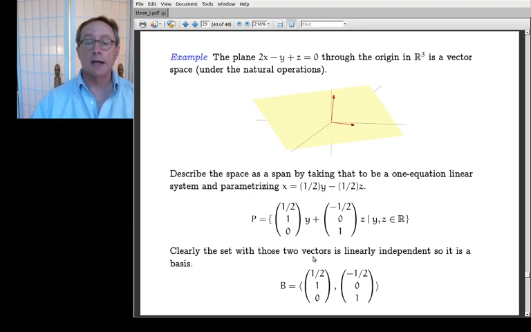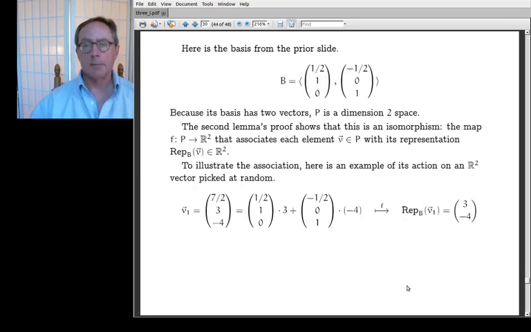So what I get then is that a basis for this plane is these two vectors, the sequence consisting of those two vectors, (1/2, 1, 0) and (-1/2, 0, 1). I copied that to this slide just so that I wouldn't forget it. Because the basis has two vectors, P is a two-dimensional space. Okay, and we talked last time about how the word two-dimensional matches up with our intuition of two-dimensional, that a plane is two-dimensional.